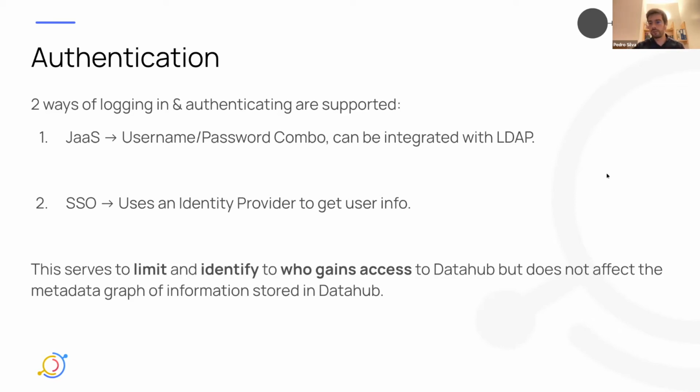Oh, sorry. Yeah, this is for OpenID Connect SSO, not other methods. That's the only one that we support. Thank you, John, for that.